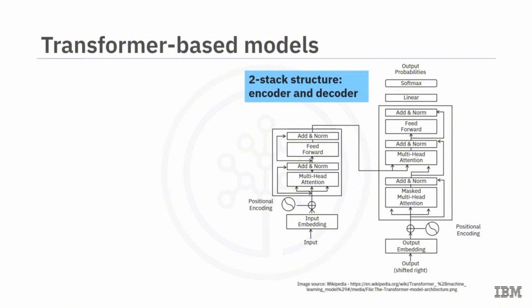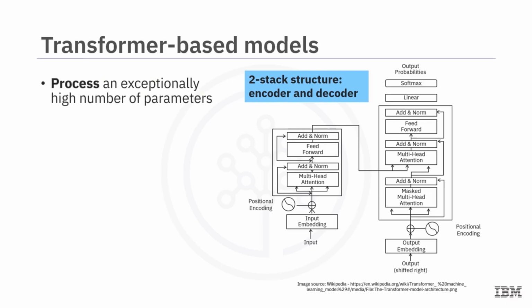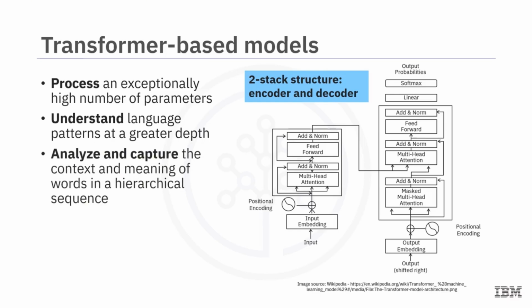Transformer-based models do not use convolutions or recurrence to process data. Instead, they have a 2-stack structure where an encoder and decoder process an exceptionally high number of parameters to understand language patterns at a greater depth. The deep learning algorithms in a transformer can analyze and capture the context and meaning of words in a hierarchical sequence and predict the next word in the output sequence.